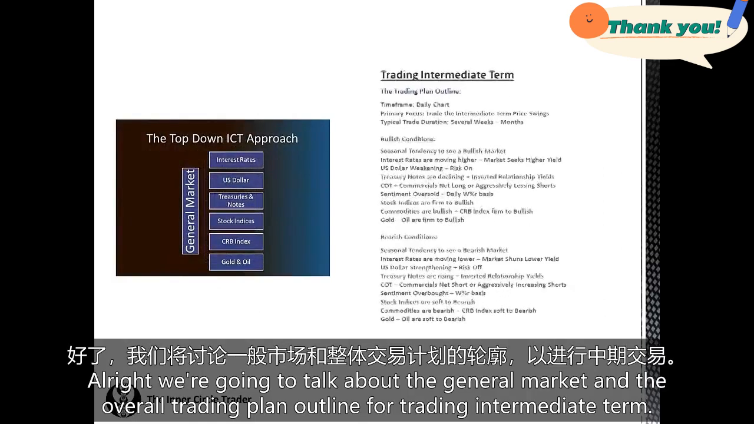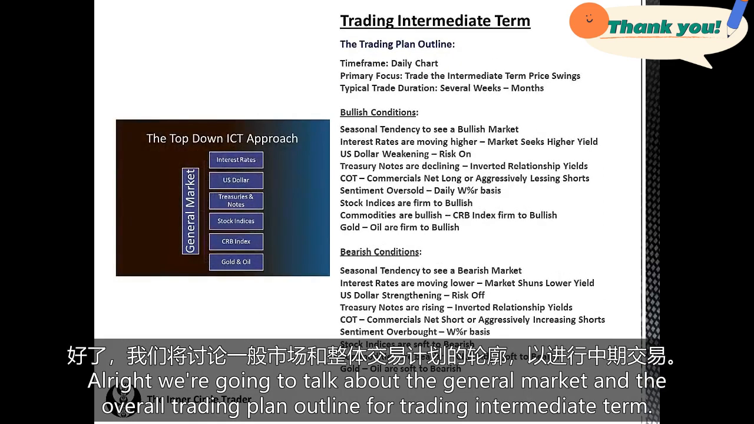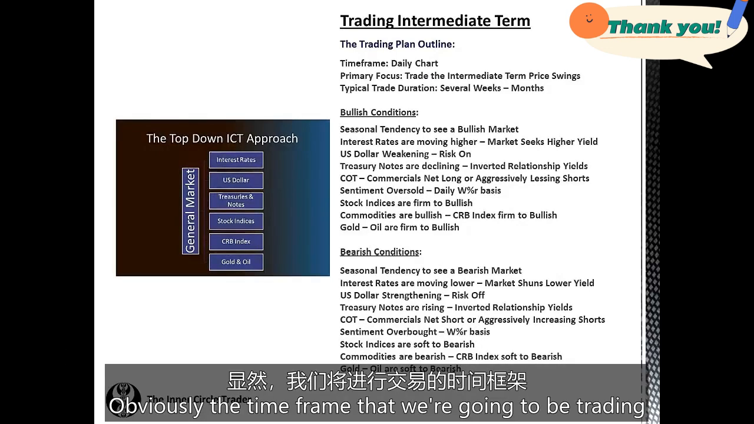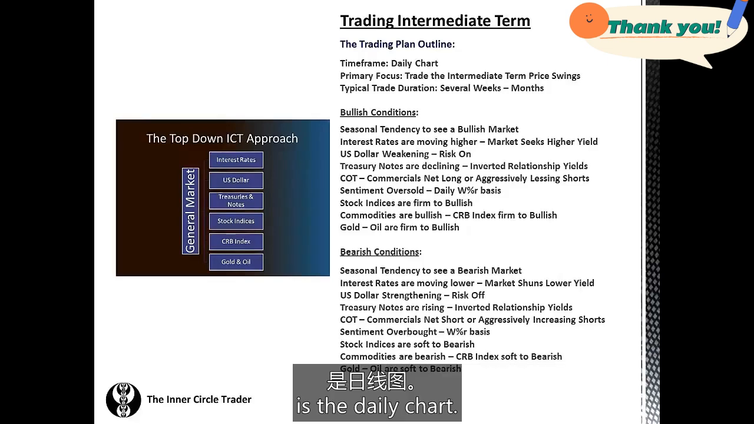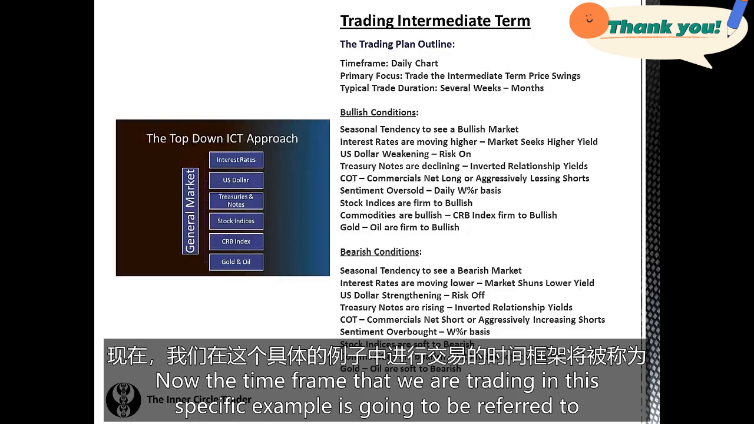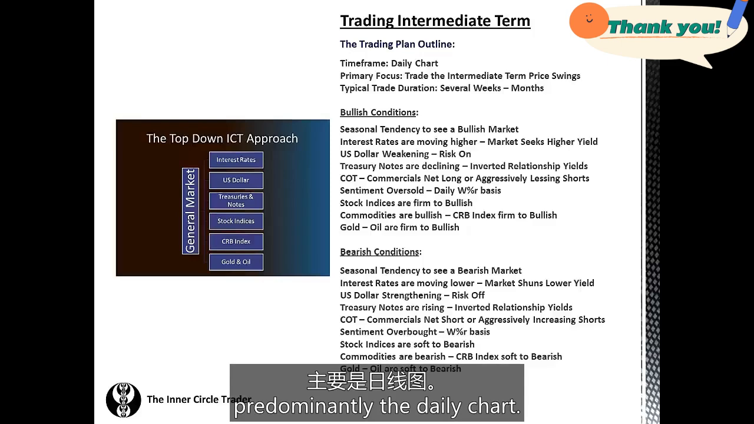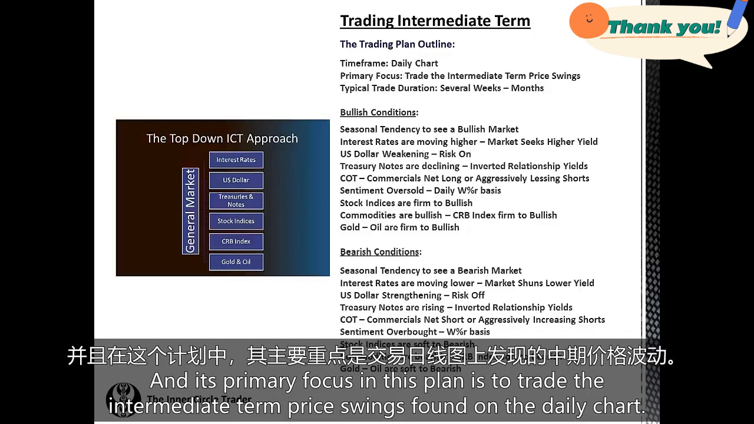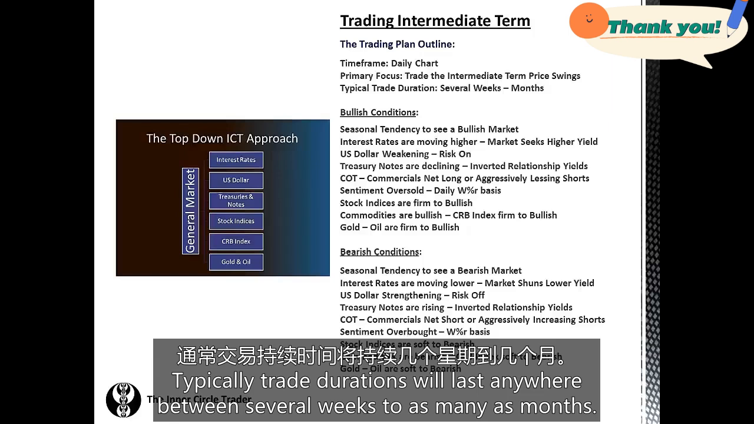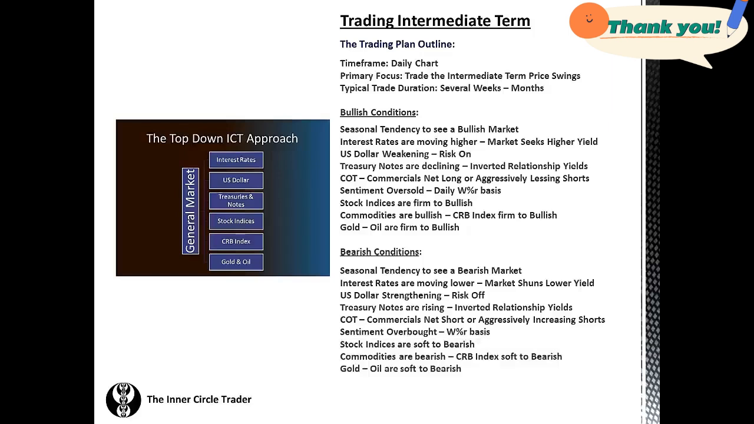All right, we're going to talk about the general market and the overall trading plan outline for trading intermediate term. Obviously, the time frame that we're going to be trading is the daily chart. The time frame that we are trading in this specific example is predominantly the daily chart, and its primary focus in this plan is to trade the intermediate term price swings found on the daily chart. Typically, trade durations will last anywhere between several weeks to as many as months.